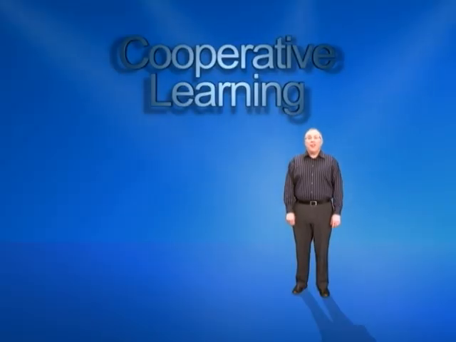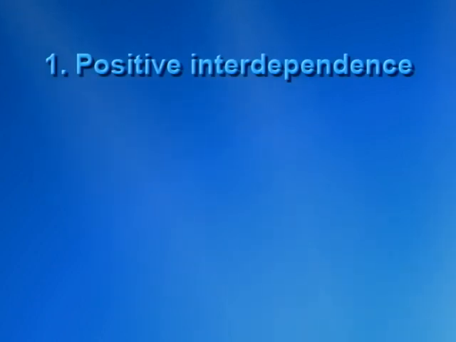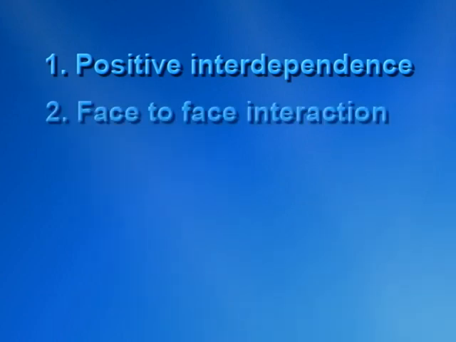Johnson and Holubec suggest that there are generally 5 components of cooperative learning. Cooperative learning supports a range of dispositions in students, including positive interdependence, which is the notion that one person cannot succeed unless everyone succeeds. The other is face-to-face interaction. Students need to converse together and use their collaborative skills as they learn.